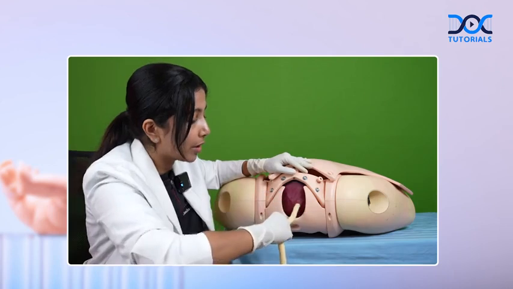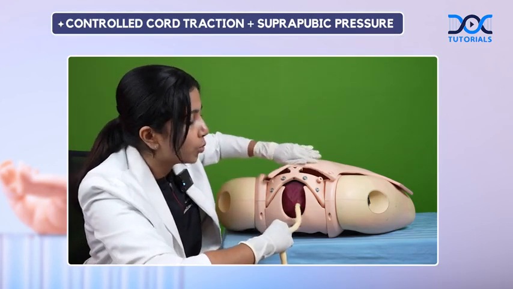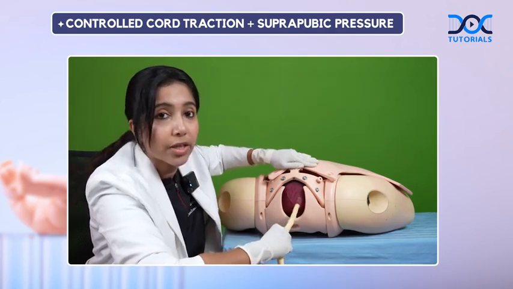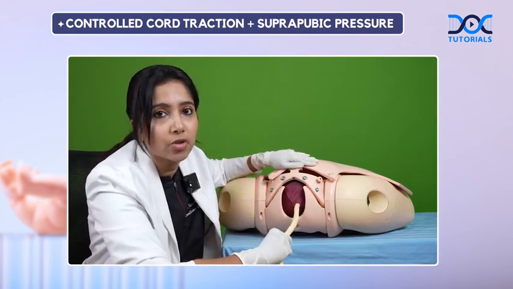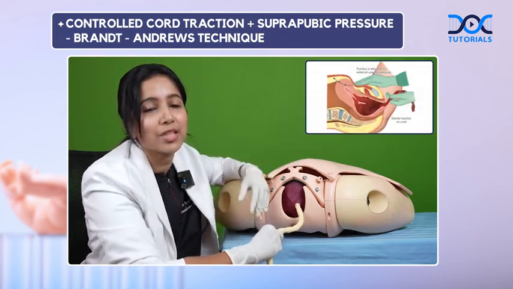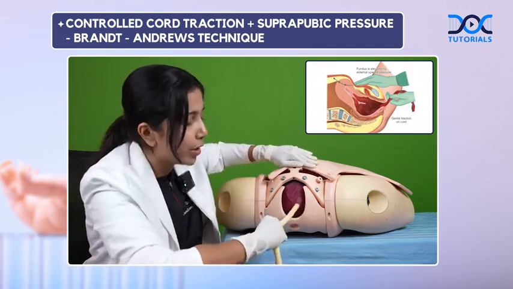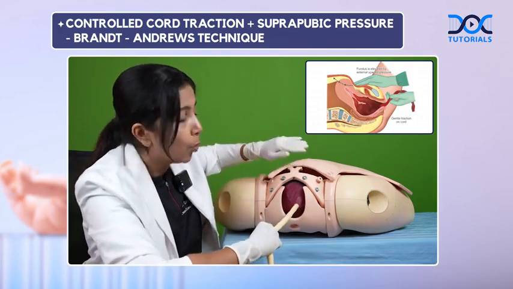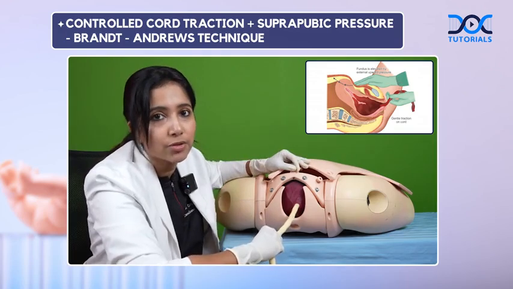So we are going to give a controlled cord traction with a slight counter traction over the uterus so that the uterus does not invert and come outside. This method of placental delivery is known as Brandt-Andrews technique. Again, an image-based question as well for your PG exams. This method of delivery, where you give a controlled cord traction with a counter traction over the uterus, is known as Brandt-Andrews technique.